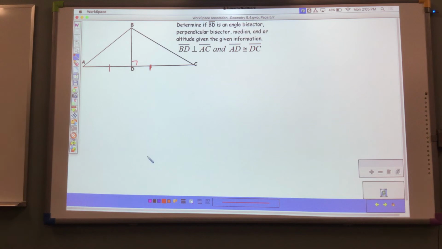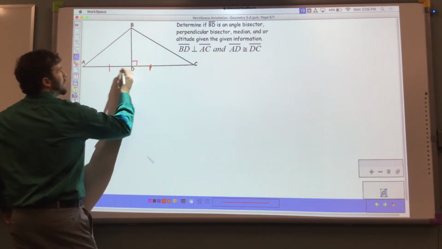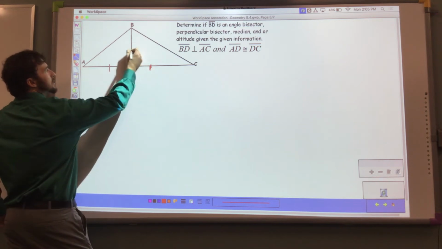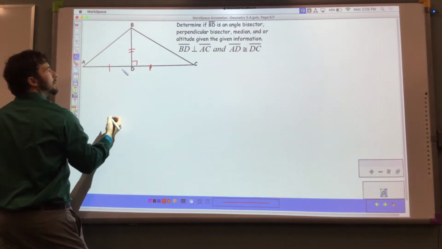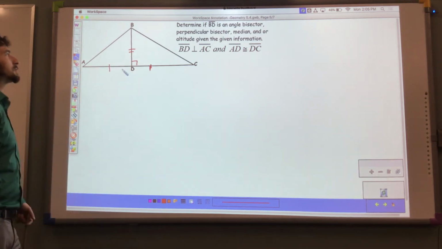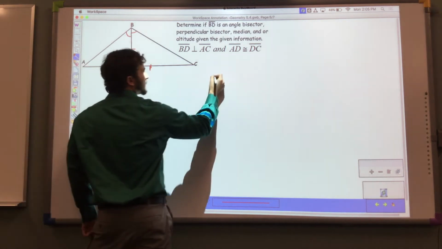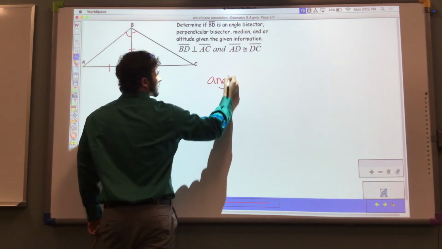So now, we're going to want to take it piece by piece. So, is BD an angle bisector? Might be tempting to say no, there's not enough information. However, if these two are the same, we do have reflexive property here. And we have side angle side congruence, which means our corresponding parts would be congruent. So it's an angle bisector.